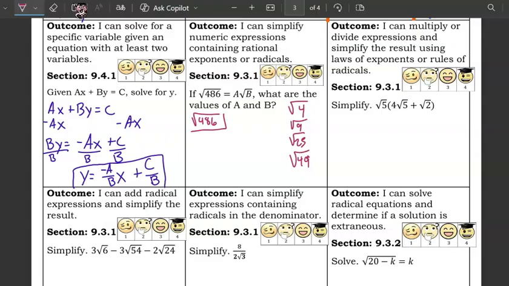Let's see, can we take out a 4? No. Let's see, how about 9? Yeah, it looks like we can take out a 9. The square root of 9, okay, so 9 times something gives you 486.